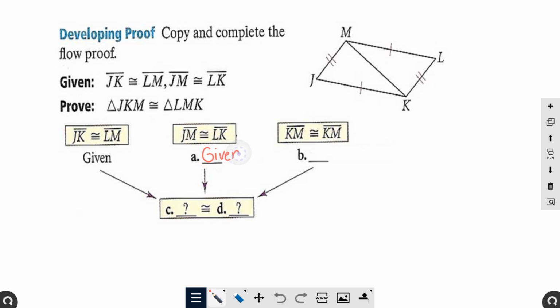There were 2 given statements. This one was the other one, so we can write given underneath that box. And notice it's already marked in our picture. JM is congruent to LK.